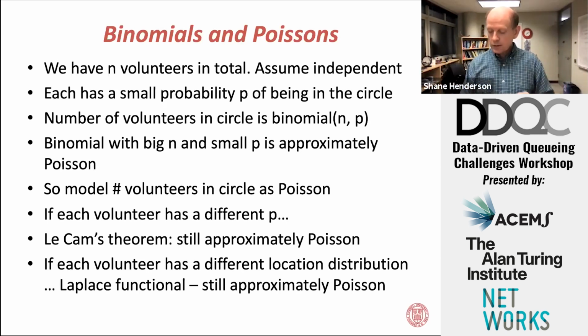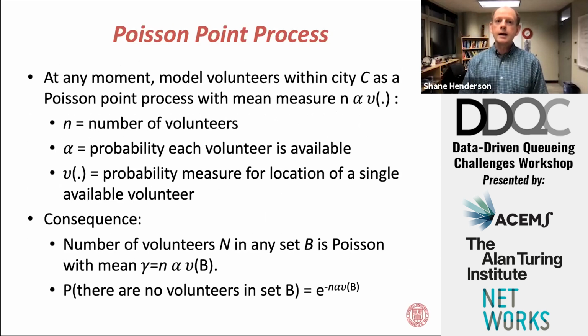And it turns out that once again, just using very standard ideas from point processes, this number of volunteers in that circle is still going to be approximately Poisson. So at any given moment, we're going to model our volunteers who are living in this city C. C is like a region in the plane, is the way I'm thinking about it. We're going to model those as a Poisson point process with a mean measure that looks like this expression up here. So it's got the n parameter there, that's the raw number of volunteers.